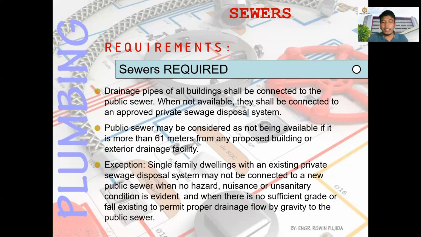And for the exemption, single family dwelling with an existing private disposal system. So this is the septic tank. Private sewage disposal system. Example of that is the septic tank. So it may not be connected to a new public sewer when no hazard, nuisance, or unsanitary condition is evident, and when there is no sufficient grade or fall existing to permit proper drainage flow by gravity to the public sewer.